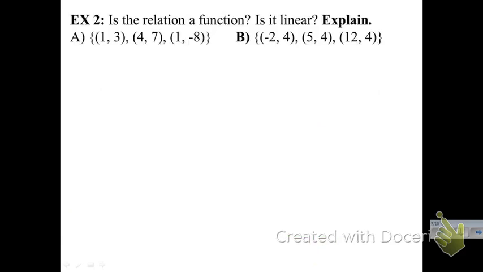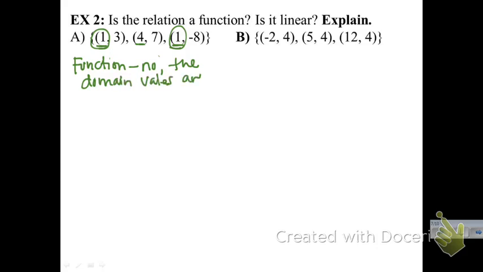So, example 2 says, is the given relation a function? Is it linear? Explain. So the first thing we're going to do is look, because we have ordered pairs, we're going to look, are all of the domain values different? If they are not different, it's not a function. So here we have a 1 that's listed twice, so it is not a function. So we're going to say function, no, and we'll say the domain values are the same.